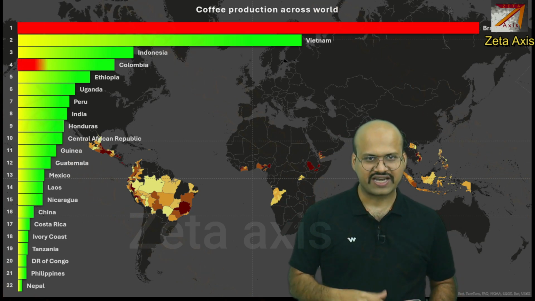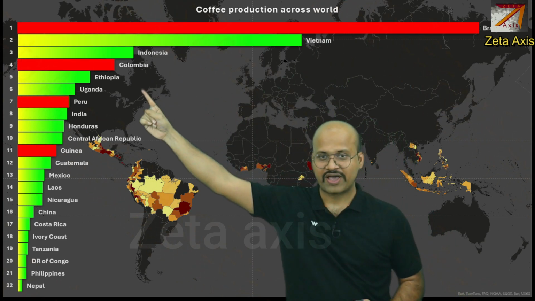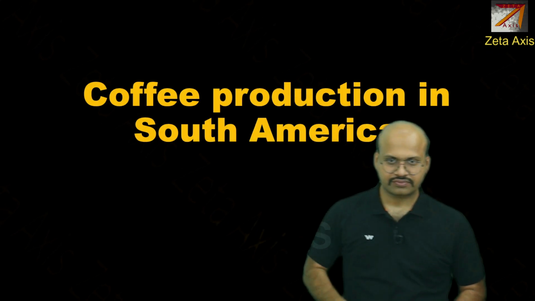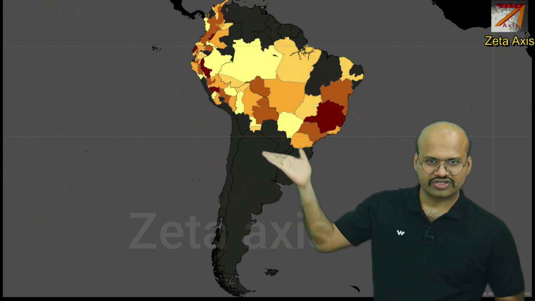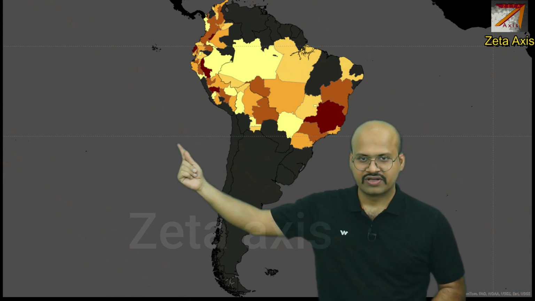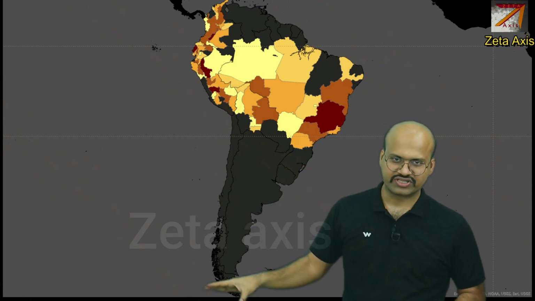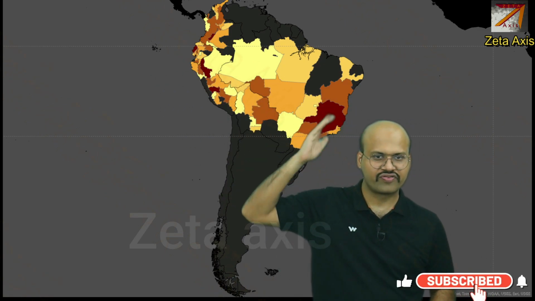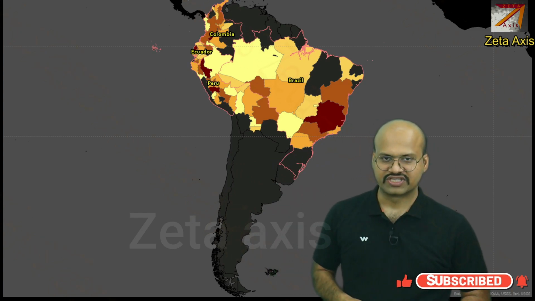If we see the global standings, then Brazil is the leading producer of coffee across the world, followed by Colombia, Peru, and Guyana. Let's see coffee production in South America. So we can see that coffee production is confined above this Tropic of Capricorn. Argentina and Chile do not produce any coffee. We have these regions which produce significant coffee. We have already seen their standings in the chart below, before this slide.